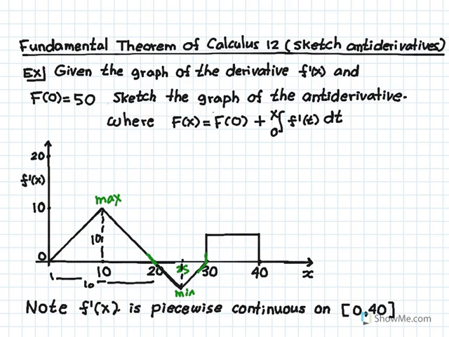I need to make a correction to this video. On the first page, I said that we have a jump discontinuity at x equals 20 and at x equals 30, but that's a mistake. We don't have a jump discontinuity at x equals 20. We only have a jump discontinuity at x equals 30 and also a jump discontinuity at x equals 40. So those are the only two places that we have jump discontinuities. This derivative graph is piecewise continuous on the closed interval 0 to 40.